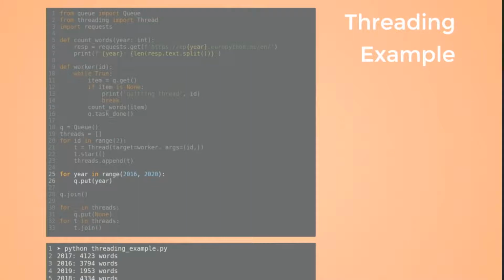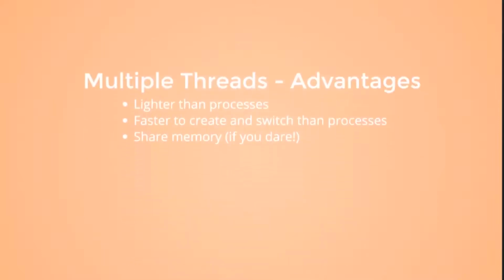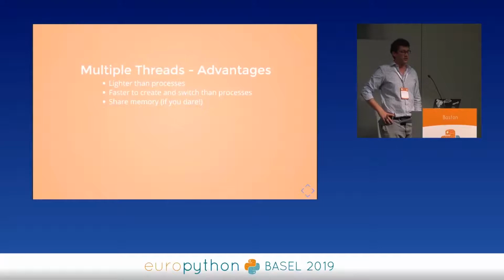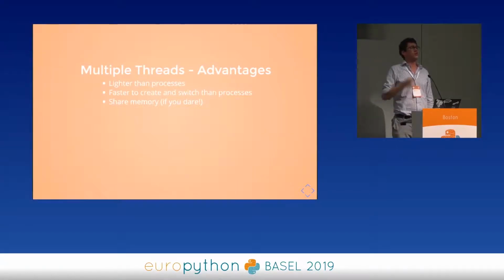Again, we bang the years into the queue to run the workers, wait for them to finish, kill the threads, and wait for them to have been killed. And we get the result again. So the advantages of threads: they're lighter, even lighter than processes. They're faster to create and faster to switch between, and they share memory, which can be an advantage, but can also be a big disadvantage.